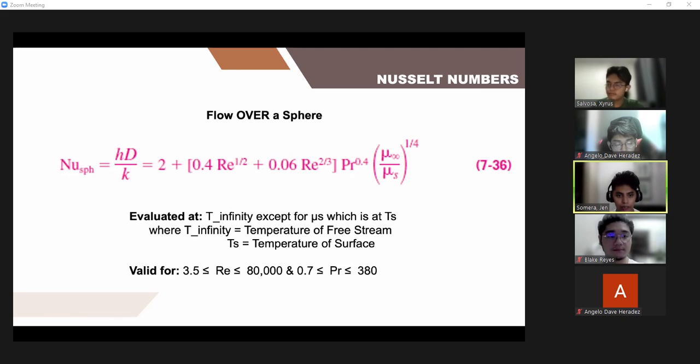Similarly, a relation is also proposed for a sphere, which is only valid for the range of the Reynolds number from 3.5 to 80,000 and a Prandtl number range of 0.7 to 380. Fluid properties are evaluated at the free stream temperature, T infinity, except for the value of mu sub s, which is at the surface temperature. The equation is shown as follows. Both relations are accurate, but it is common to have results that are off by about 30%.